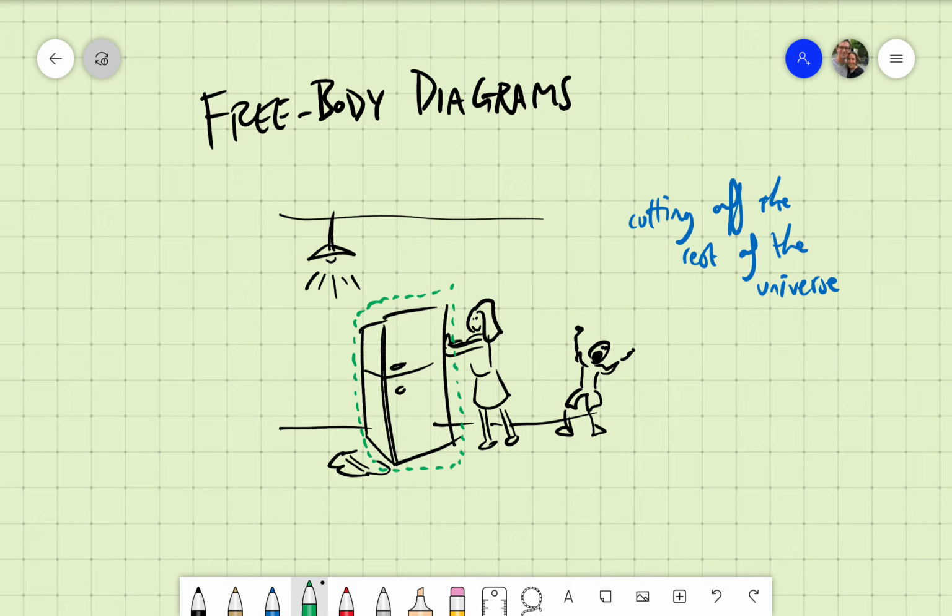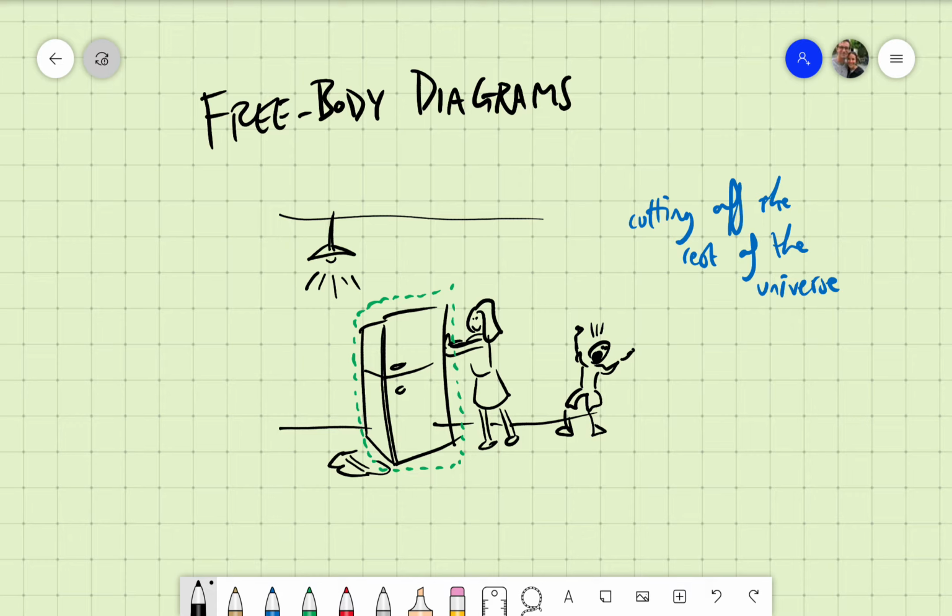So the light hanging nearby is of no consequence. The floor is interacting, but we're not going to draw the floor. We're cutting off the rest of the universe. The spilled juice on the floor, yeah, that may affect the friction maybe, but we are not going to draw it. We're not going to draw the lady pushing on it, even though she is obviously interacting with it. We're definitely not going to draw the screaming crazy child nearby. We are cutting off the rest of the universe.